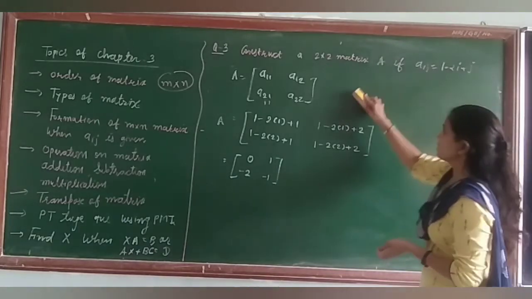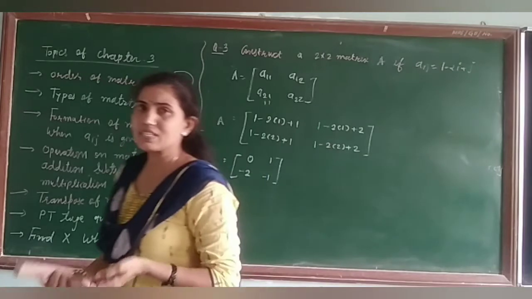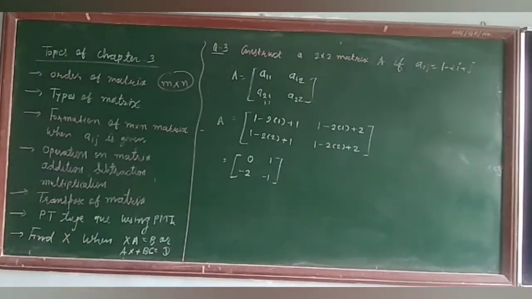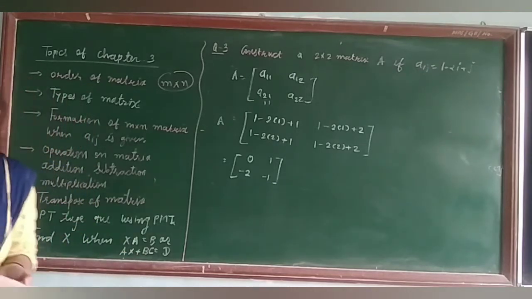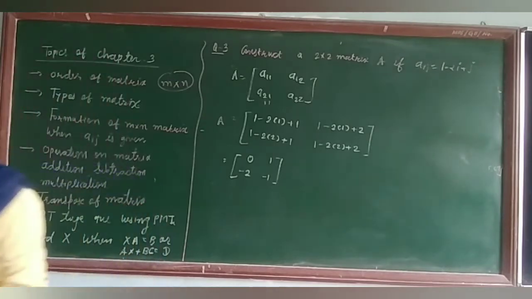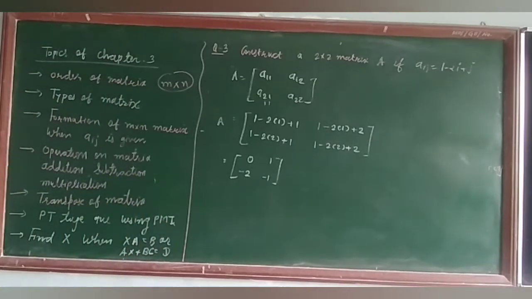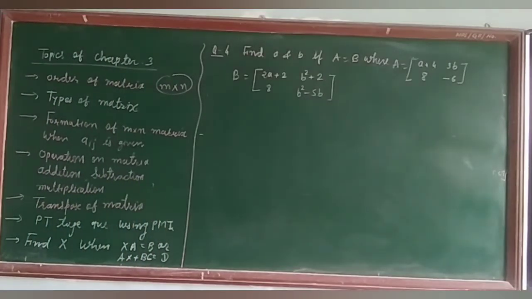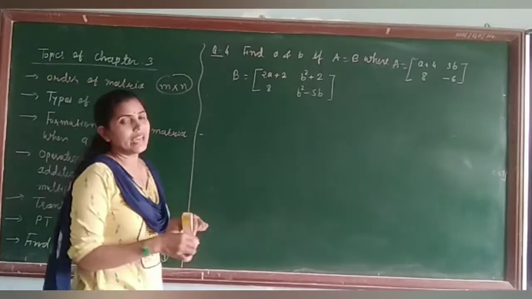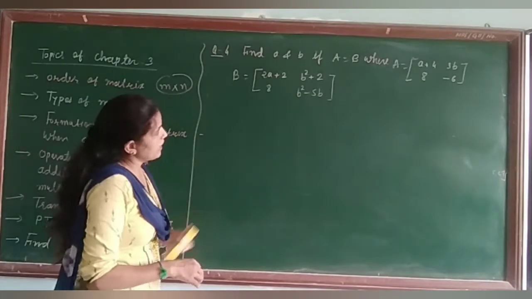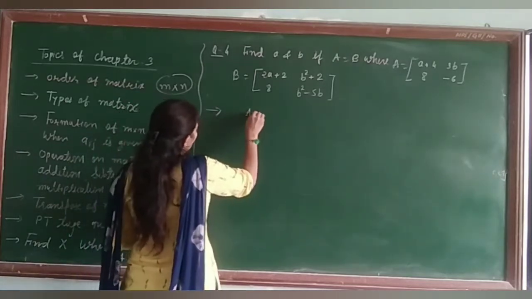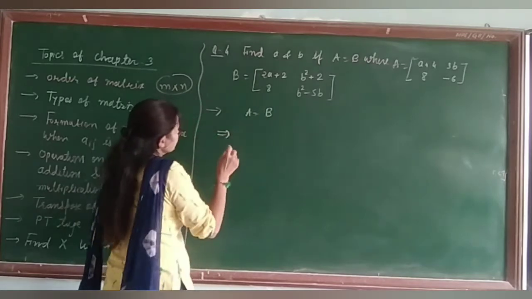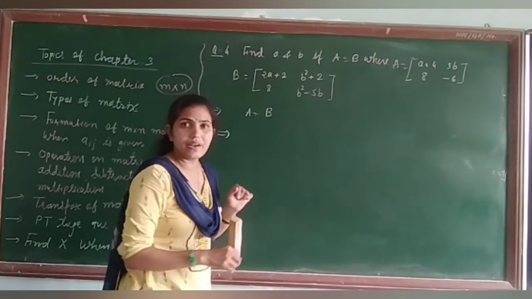Now let me see one more question, student. So let me see question number 4, which is based on the equality of the matrix, where after a formation is given, and equality is also written, then how to find out the equal. So let me see that question. In this question, student, we have to find out A and B, where A is equal to B, where A and B are given. Now if A is equal to B, this means that each and every corresponding element is equal.